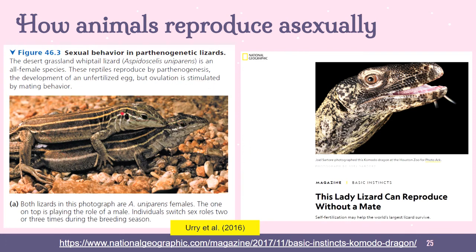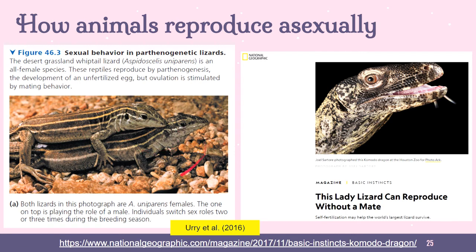So we see here both lizards are females, okay? Both of them, because this is an all-female species. The one on top is playing the role of the male, just to stimulate the ovulation. So they are recreating the sexual reproduction between a male and a female, but both of them are females. They are just doing this to stimulate the ovulation. Then the individuals switch roles 2 or 3 times through their breeding season.